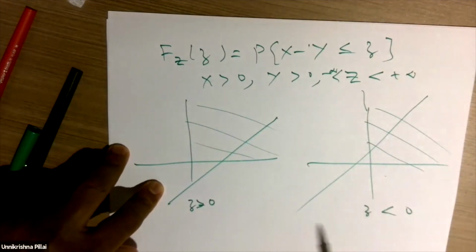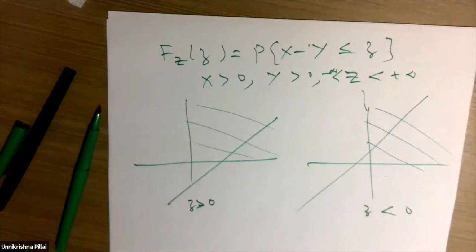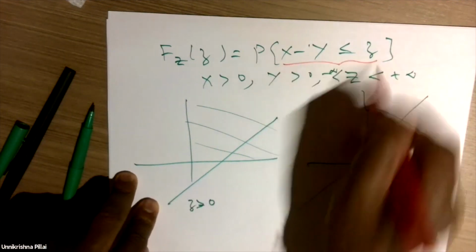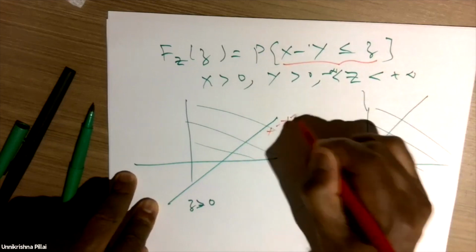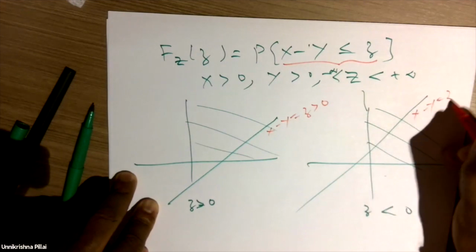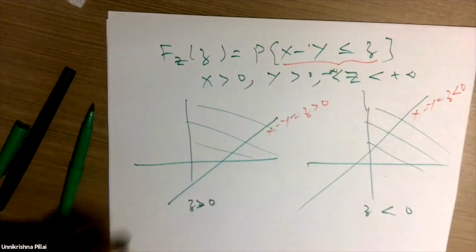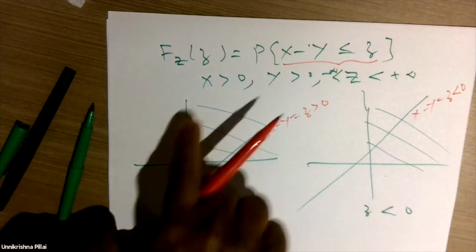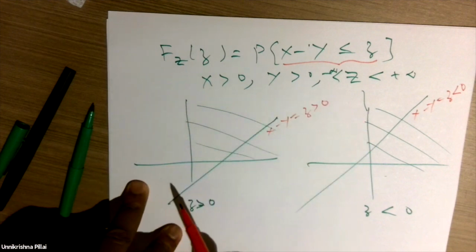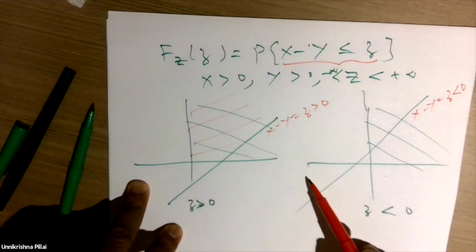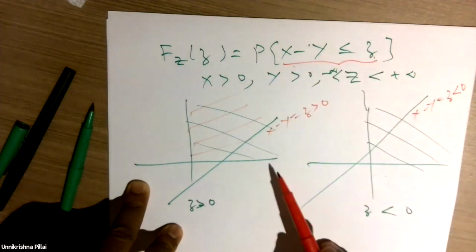So where do we integrate? Anybody? In case one, where do we integrate? Remember, this is an inequality where you integrate. This is the line x minus y equal to z positive. This is the line x minus y equal to z negative. So we need the region x minus y less than or equal to z. Where is that? In this case, where is that region? So it's this. In this case, where is that region? This region, x minus y less than or equal to z.